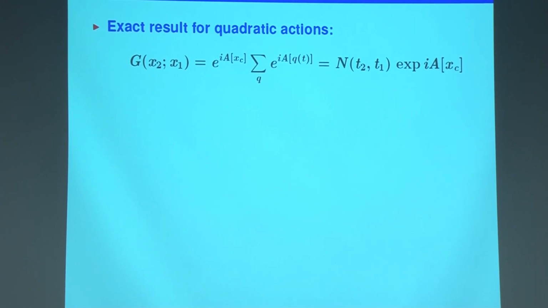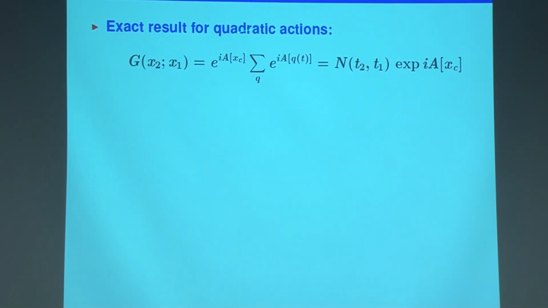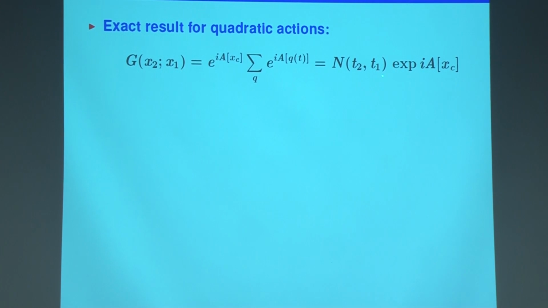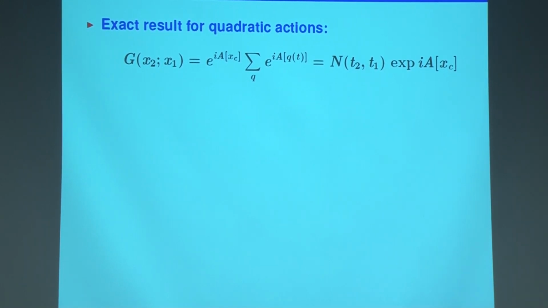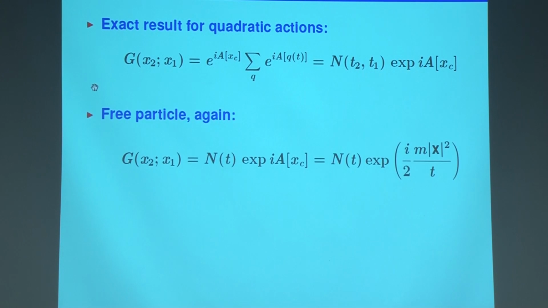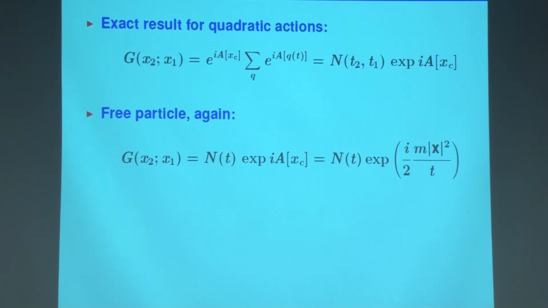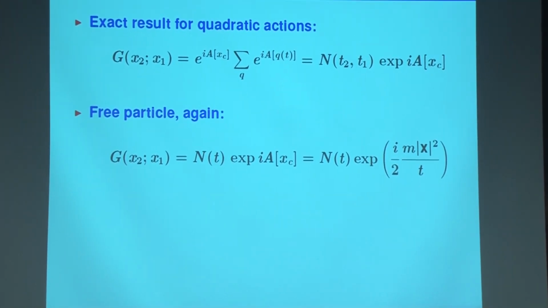Therefore, you immediately get the result that the propagator for any quadratic action is some function of t1 and t2 multiplied by the exponential of i times the classical action. That is, you evaluate the action along the classical path, and this is all you get. So now it is trivial. Let's take the free particle, for example. For the free particle, you compute this action. That is easy, because a free particle has constant velocity.